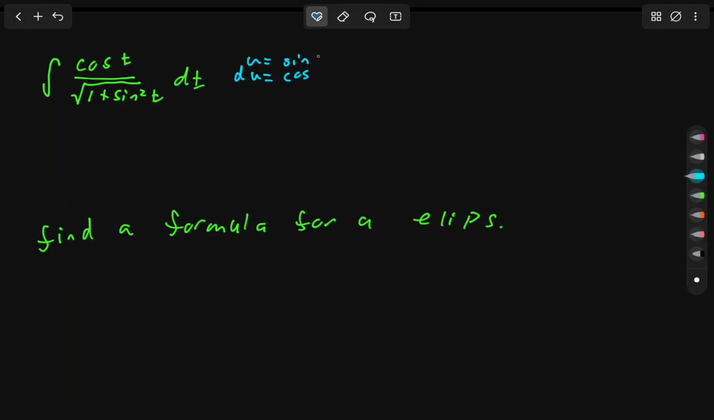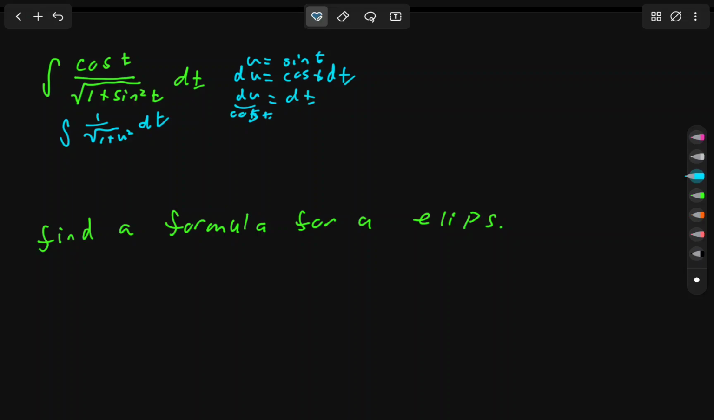Sorry, it's sine of t, so du is cosine of t dt. So we clearly have the cosine of t, solving for dt, it's going to be du over cosine of t. The cosine of t will cancel with the cosine of t. So this becomes 1 over the square root of 1 plus u squared du.